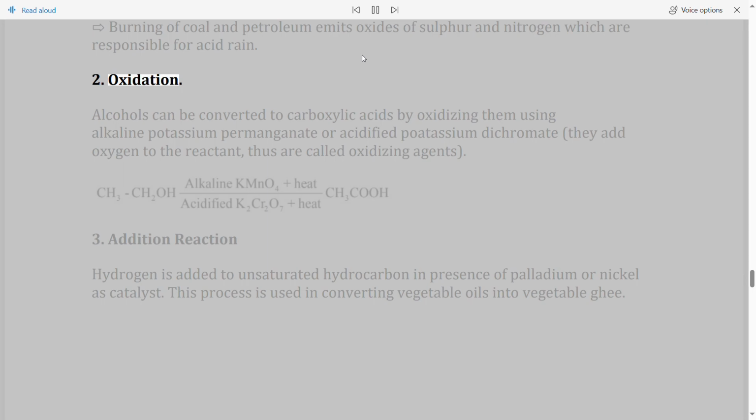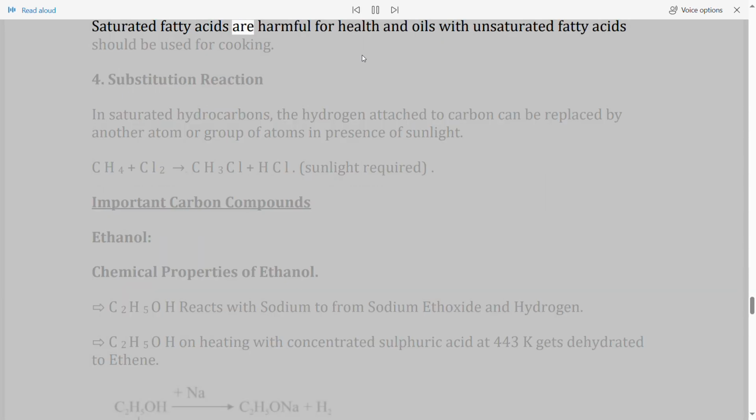2. Oxidation. Alcohols can be converted to carboxylic acids by oxidizing them using alkaline potassium permanganate or acidified potassium dichromate. They add oxygen to the reactant, thus are called oxidizing agents. 3. Addition reaction. Hydrogen is added to unsaturated hydrocarbons in the presence of palladium or nickel as catalyst. This process is used in converting vegetable oils into vegetable ghee. Saturated fatty acids are harmful for health, and oils with unsaturated fatty acids should be used for cooking.